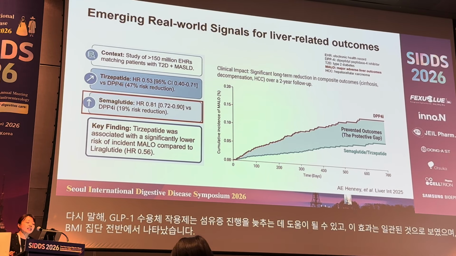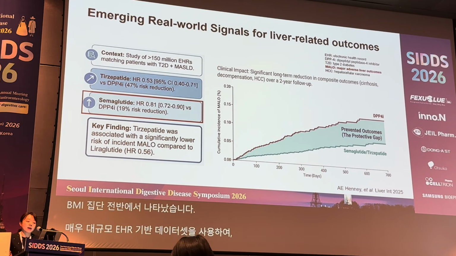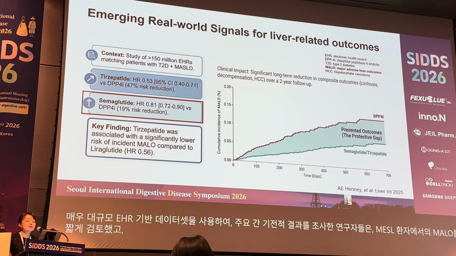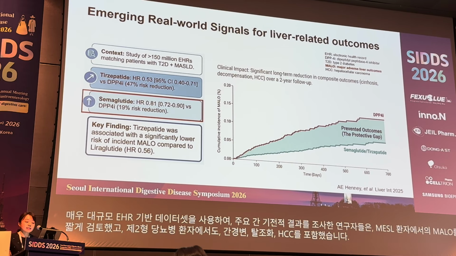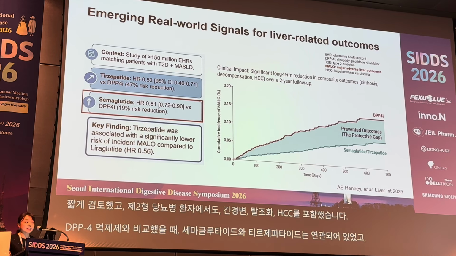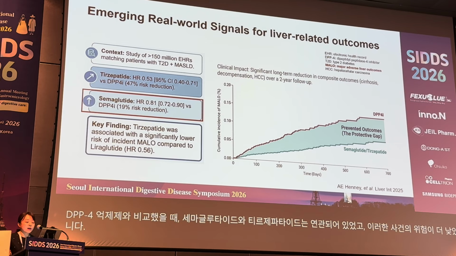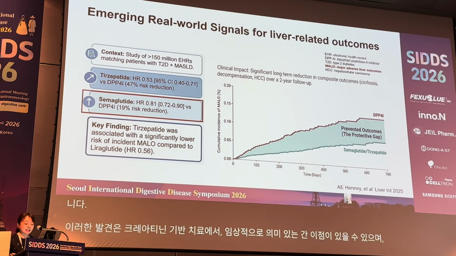Using a very large EHR-based data set, the investigators examined major adverse liver outcomes, or MALO, in patients with MASLD and type 2 diabetes, including cirrhosis, decompensation, and HCC. Compared with DPP-4 inhibitors, semaglutide and tirzepatide were associated with a lower risk of these events. These findings suggest that incretin-based therapies may have clinically meaningful liver benefits in real-world practice.